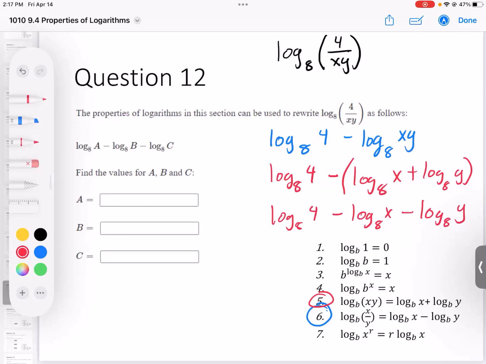And so to put it in the form that they asked for, A would be 4, B would be x, and C would be y. So essentially, whenever you're adding logarithms, they're going to be multiplied in the numerator. If you subtract logarithms, those are going to end up in the denominator. Any questions on that? So A would be 4, B would be x.